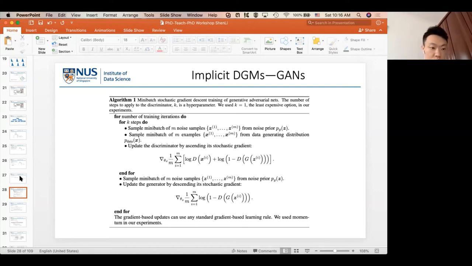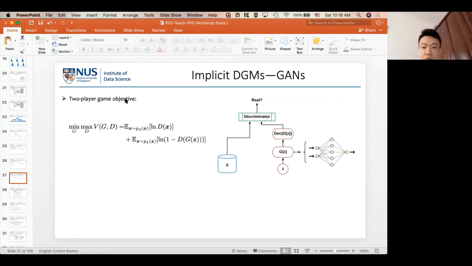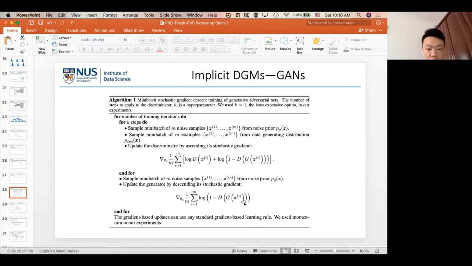Oh, the meaning. Remember, this is the objective we are using here. We minimize the objective with regard to the generator and maximize it with regard to the discriminator, right? For the discriminator, we want to maximize it. That's why we take a gradient ascent; ascending the gradient will lead us to higher and higher values of the loss function. And for the generator, we want to minimize this loss function, so we take a gradient descent, by descending its stochastic gradient. That's why we have the second gradient descent.